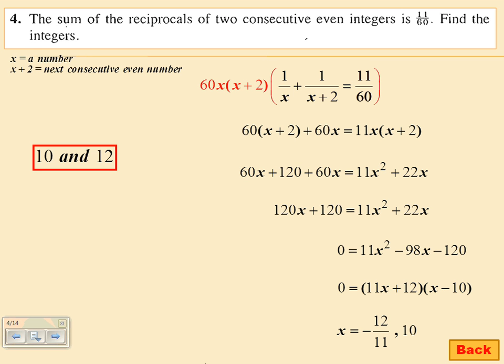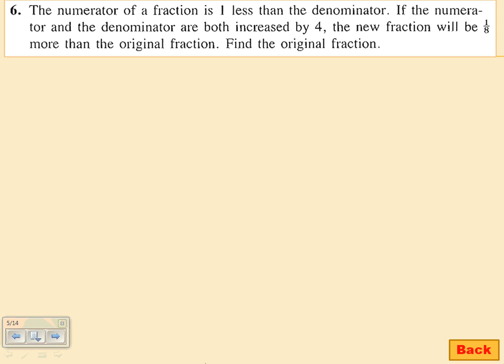For number 6, I have to read it carefully. We did something like this in class yesterday. The numerator of a fraction is 1 less than the denominator. If the numerator and the denominator are both increased by 4, the new fraction will be 1/8 more than the original fraction. Find the original fraction.